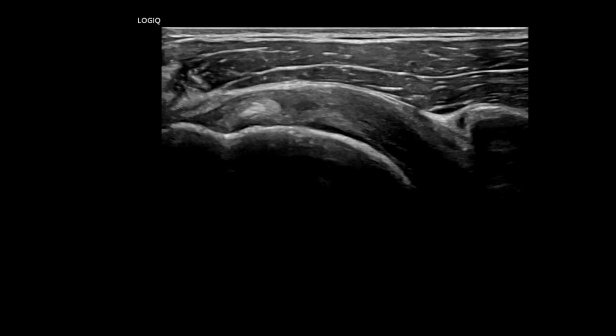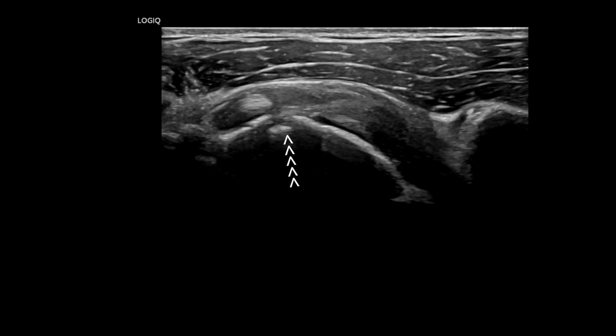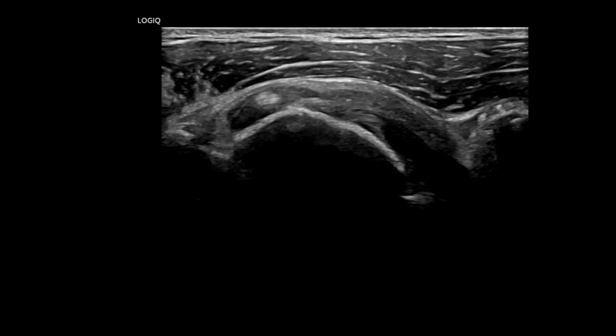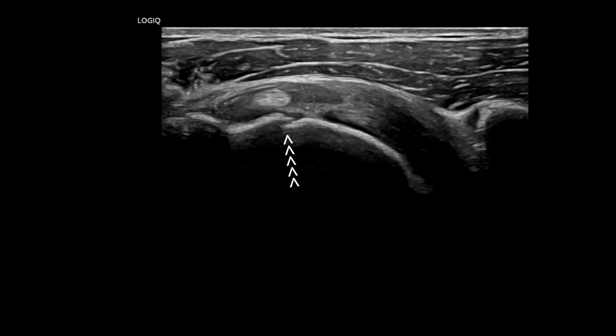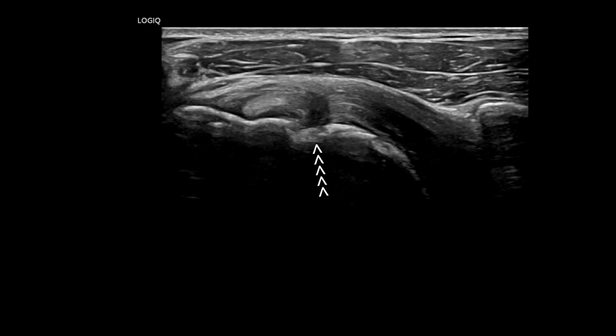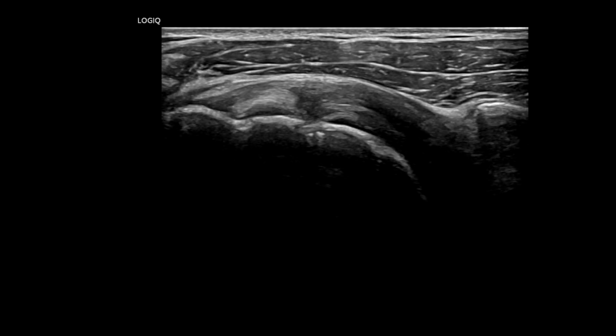Focus on the articular margin of the lesser tubercle. Normally it appears as a smooth, continuous cortical line. However, in pathologic states, you may observe cortical irregularity, focal erosion, or a notched appearance. These changes arise through two key mechanisms.